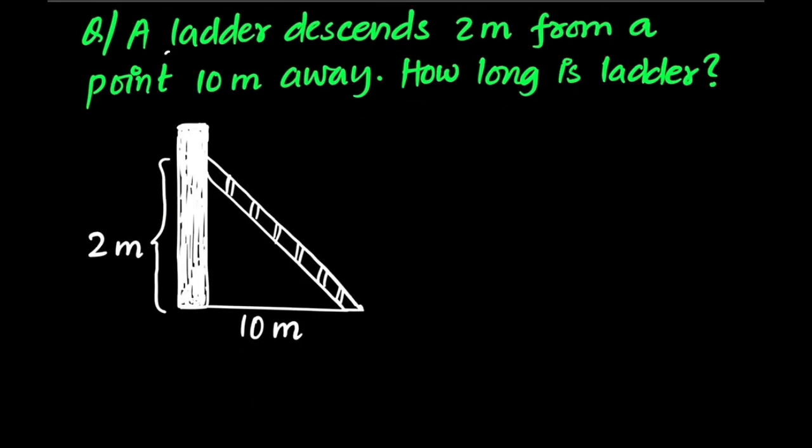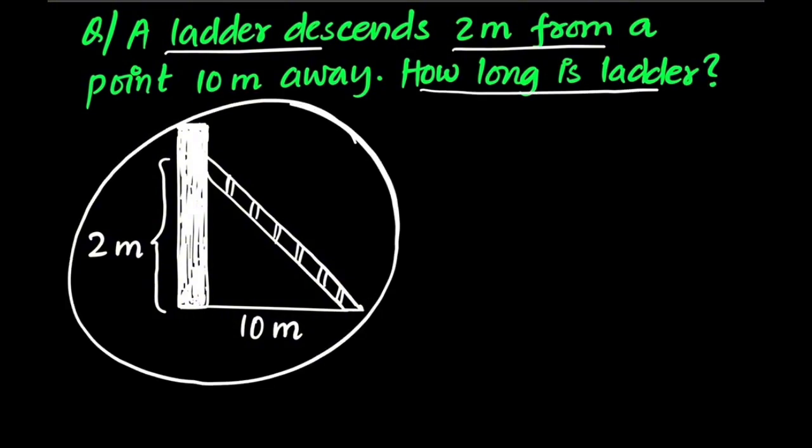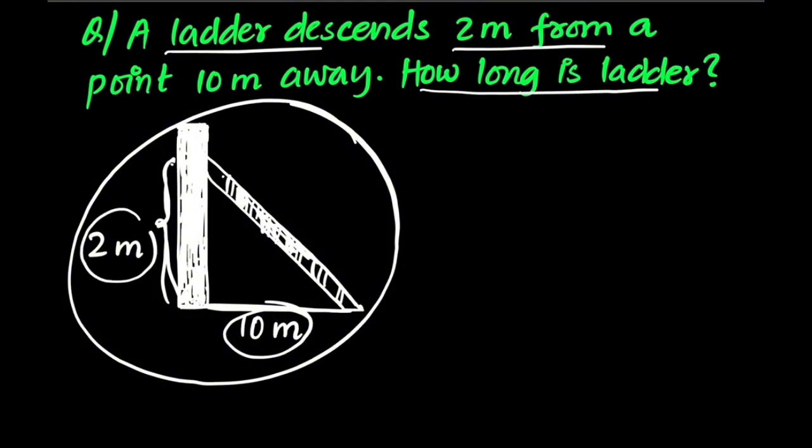Now let's look at this word problem, which says a ladder descends 2 meters from a point 10 meters away. How long is the ladder? This is the rough sketch of the problem. Here is a ladder that is leaning against this wall, and the ground distance between the wall and the ladder is 10 meters, and this ladder reaches 2 meters up against the wall. The problem is asking what is the length of this ladder.